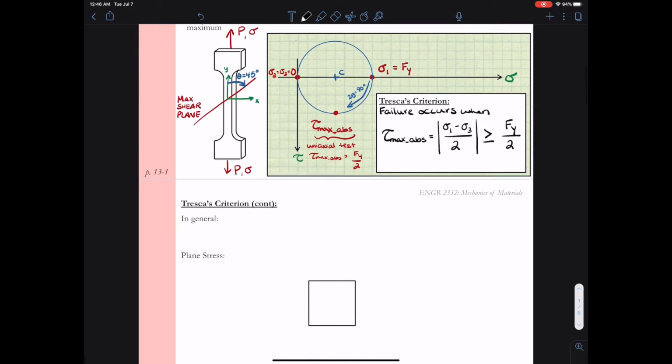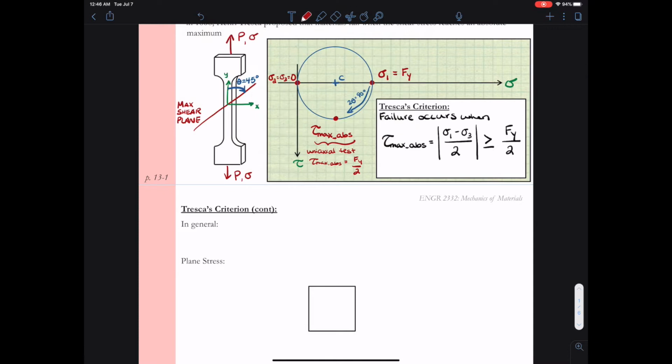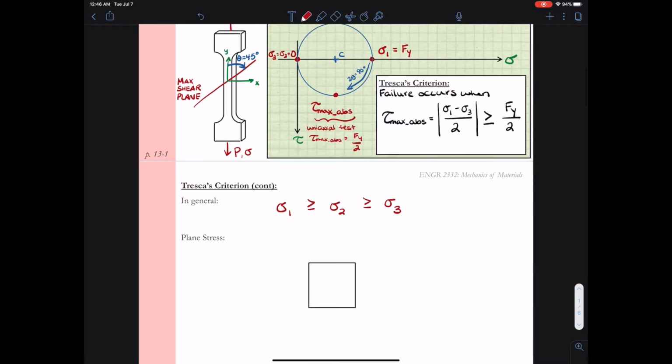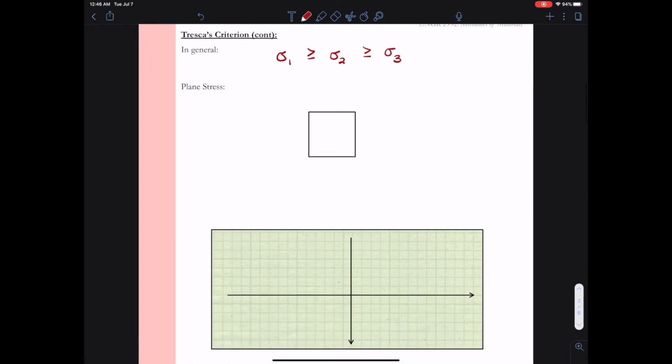Now you're probably saying, well, Mr. Tresca, this works very well for this uniaxial tension test, but what happens when I have more than one stress applied to the element? Well, I want to consider now a case of biaxial stress when we have 2 stresses acting on the element. So again, I'm going to order my principal stresses where sigma 1 is greater than or equal to sigma 2, greater than or equal to sigma 3. And now I'm going to apply tension in sigma 1 and sigma 2, and they'll have different values.